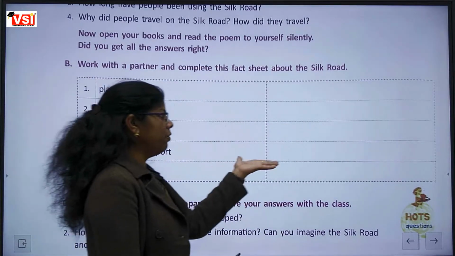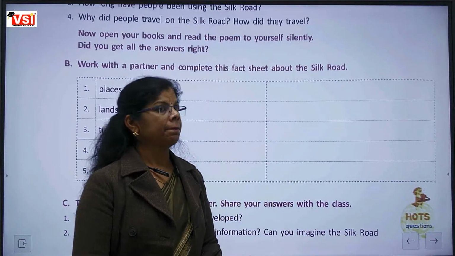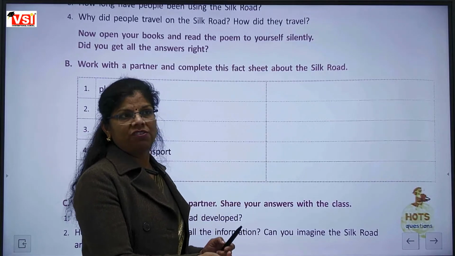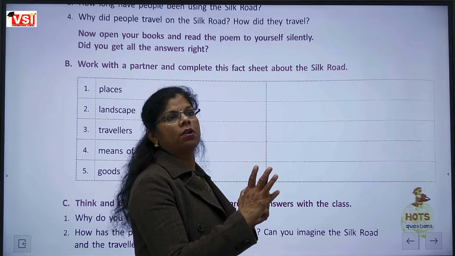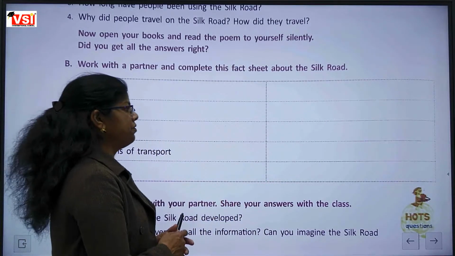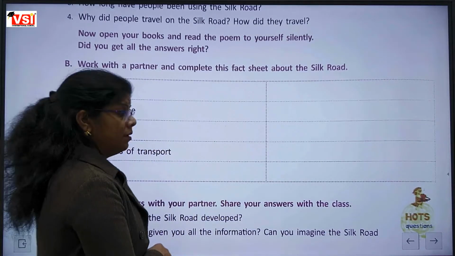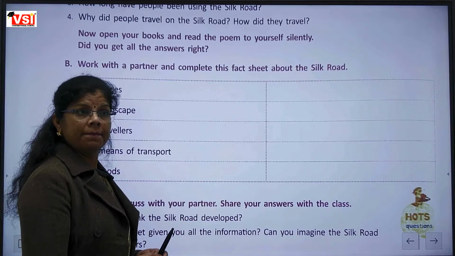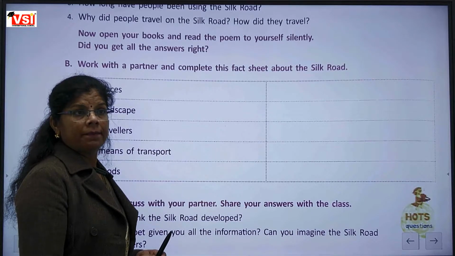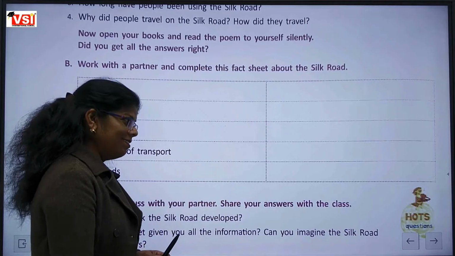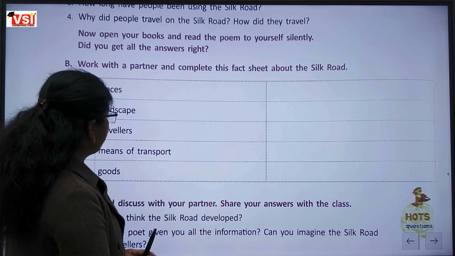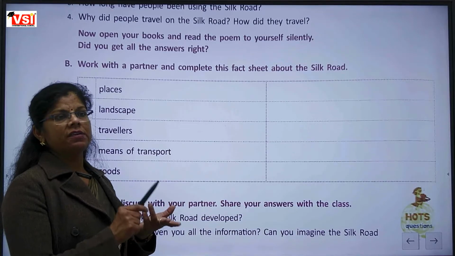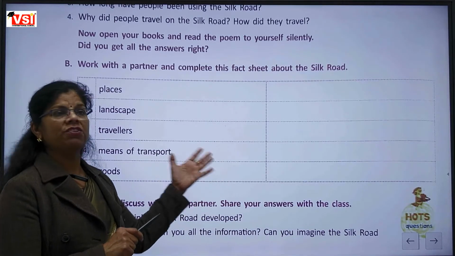Then means of transport. What means of transport were they using? Caravans, horses, or on foot. They were using caravans, means camels. They were using horses and on foot. Fine. Next is goods. Which goods were they trading? Silk, spices, gems, glass, perfumes, paper. Yes, very good. They were trading, mainly, silk, paper, perfumes, glass, gems, spices. So many goods were there which they were trading.